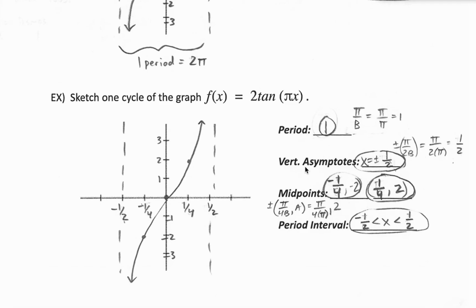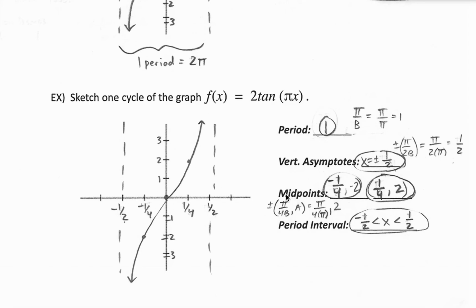Important to establish where those vertical asymptotes are. It's going to be half of your period. Half of 1 is 1/2. Let's make sure we make it positive and negative for the right and left asymptotes. Or you can use your equation pi over 2b. In that case, the pi's cancel and we're left with 1/2. At that point, if you don't need those midpoints, you know the behavior of the graph, well then you can go ahead and graph that tangent curve.